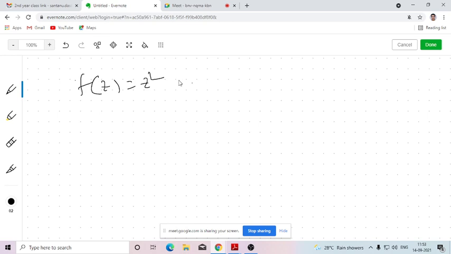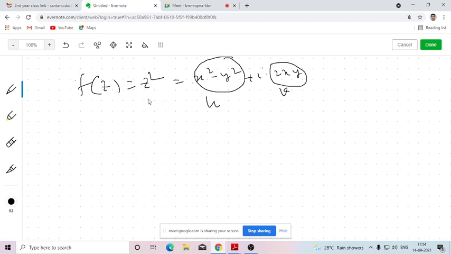So f(z) = z squared. You can prove that this function is analytic in the entire complex plane. This is an entire function, because if you use the Cauchy-Riemann equation, its real part and imaginary part will satisfy that. So what is the real part? That will be u, and the imaginary part will be v. You can show that this u and v satisfy the Cauchy-Riemann equation and all four partial derivatives are continuous. So from that we can conclude that this function is analytic.